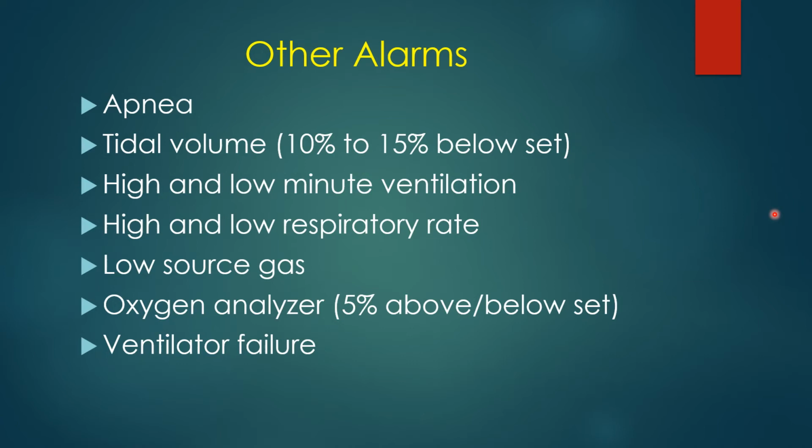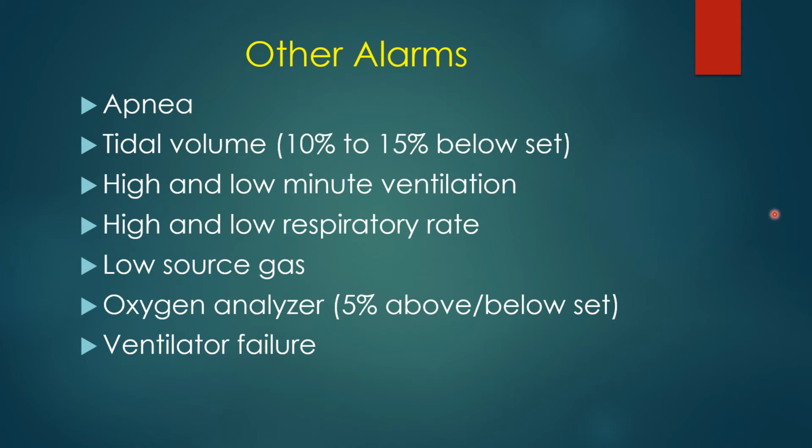There's going to be a tidal volume alarm on a lot of ventilators, and if we want to protect the patient from all of a sudden having lower tidal volumes than we want him to have, we're going to set an alarm at about 10 or 15% below the set tidal volume. Some ventilators have a high tidal volume alarm and a low tidal volume alarm, and some ventilators have a high minute ventilation alarm and a low minute ventilation alarm. So if the patient starts breathing a lot more, we're alerted to that, or if his minute ventilation drops.